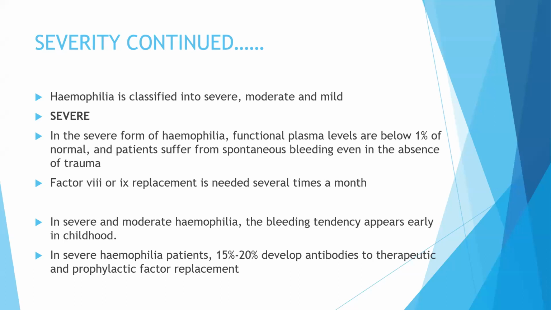The patient comes in with bleeding, anytime, because of the severity of the bleeding. The tendencies appear early in childhood and sometimes early in neonatal life. Of severe patients, 15 to 20% develop antibodies because of frequent exposure to factor replacement agents.